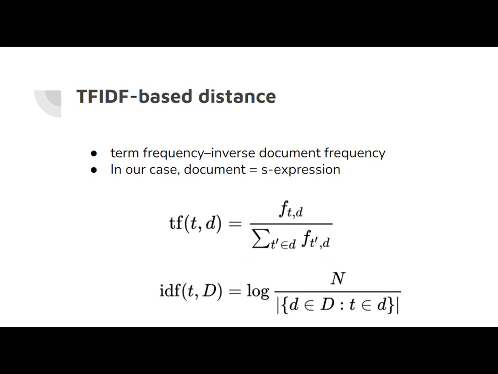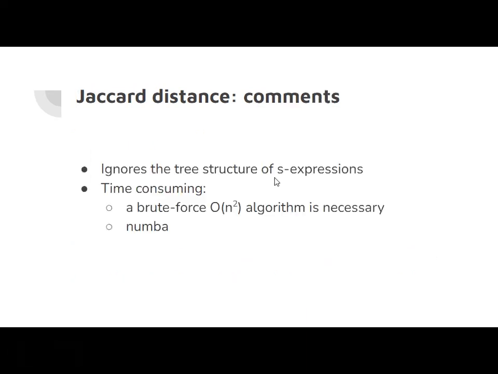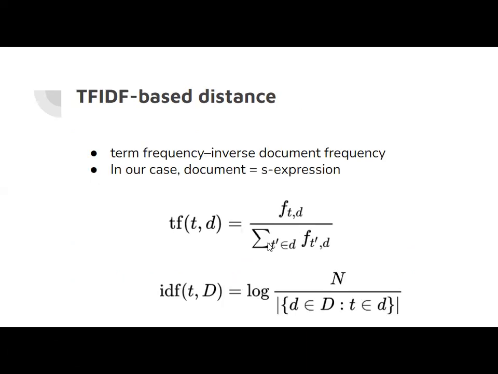If a term appears in all the documents, like maybe a colon, for example, then this value would be zero, right? Because the logarithm of n over n, the logarithm of one, is zero. And the importance of that particular term would automatically be zero and decreased.